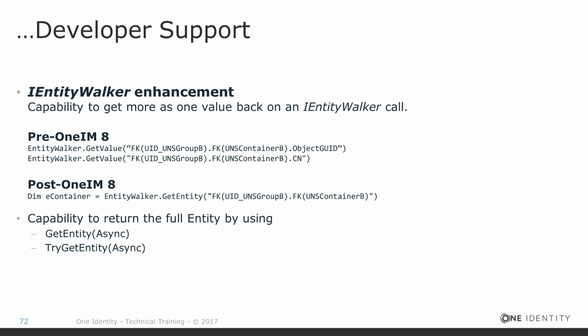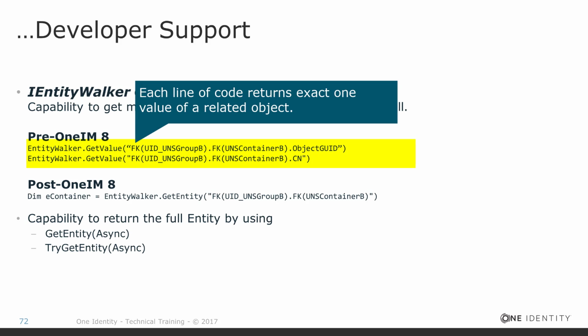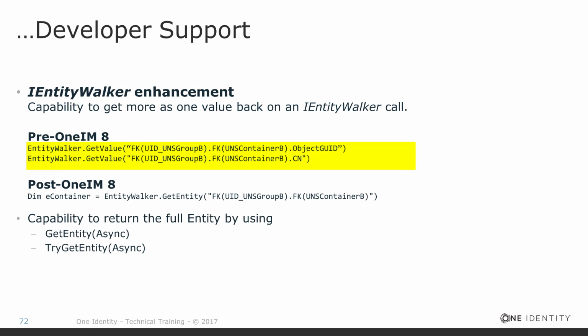An extension of the Object API, not in the demo, just here on a slide. It's a new enhanced IEntityWalker. These things are normally used just to grab a value from another object related to the object I just started on. In the old version, whenever we were interested in more than one value from another object, it was necessary to create two or more lines of code. Each line was just getting back one value of a related object.